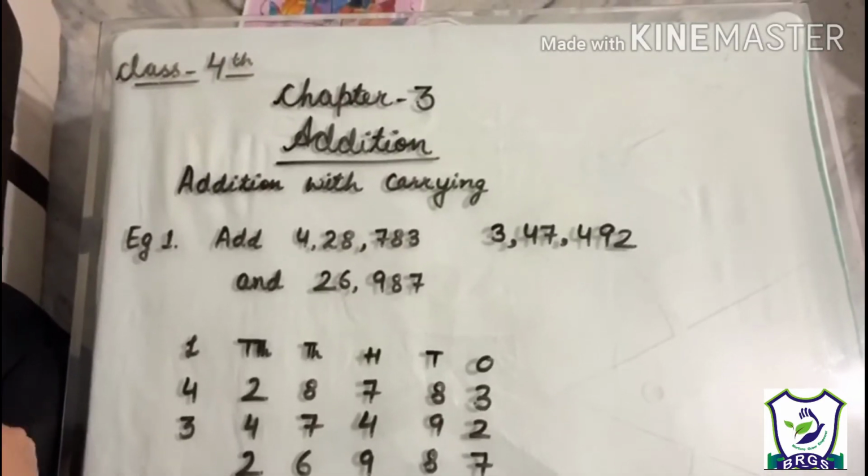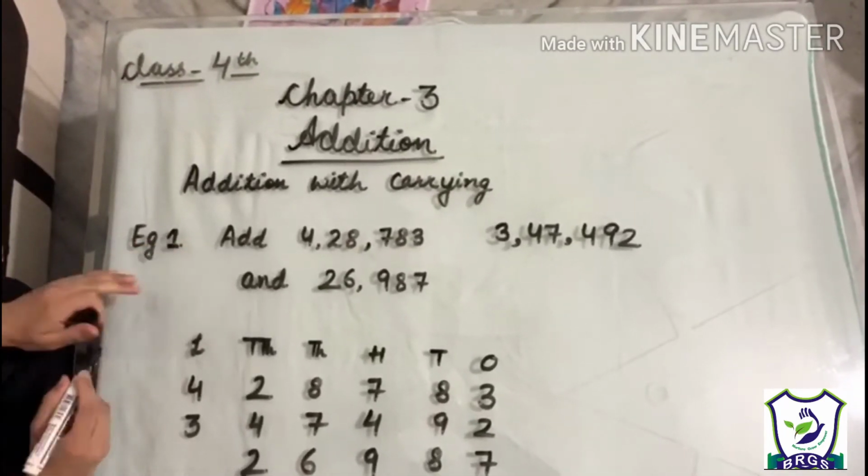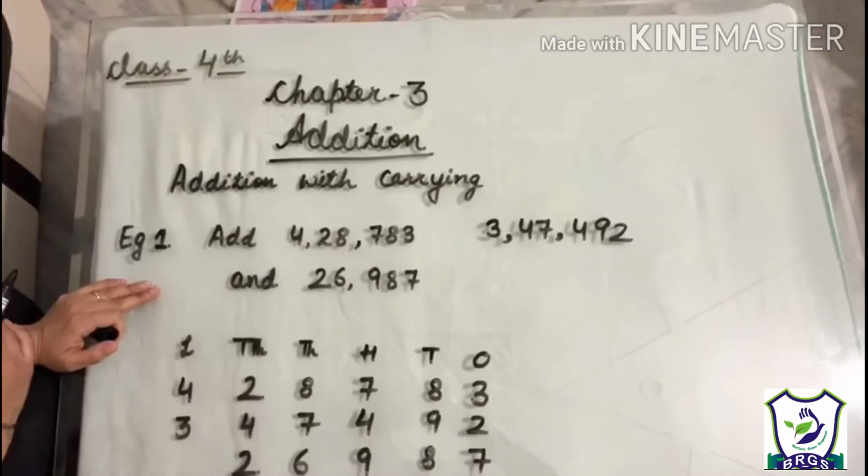Now today we are going to start our new chapter, that is chapter number 3, addition. In our previous class we have learned addition of numbers till 4 digits, that is till 1000 place. In this class we are going to extend the digits and learn about the 5 digit and 6 digit numbers, that is 10,000s and lakhs place. Now we will take our example 1 and solve the addition with carrying.